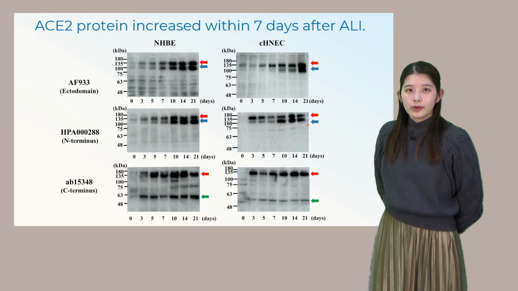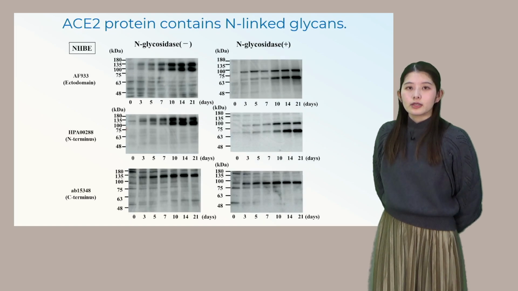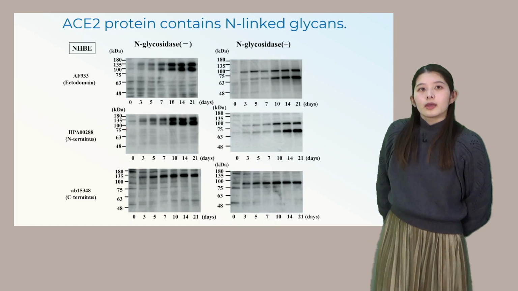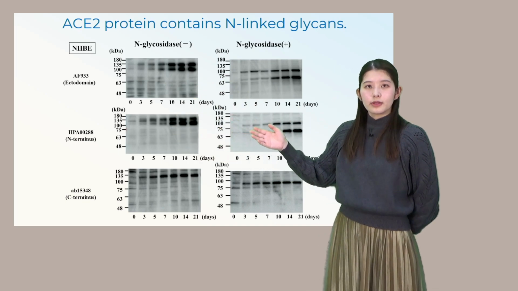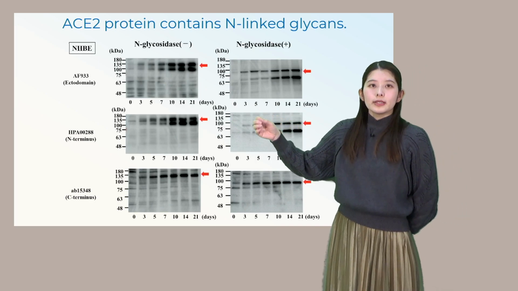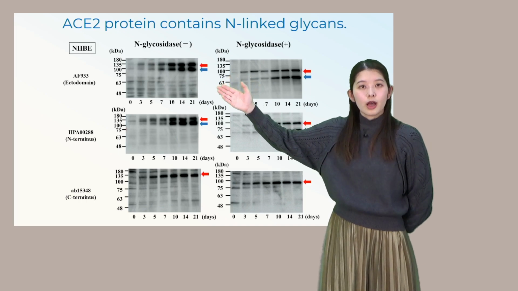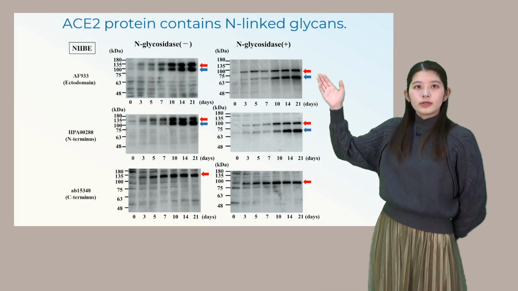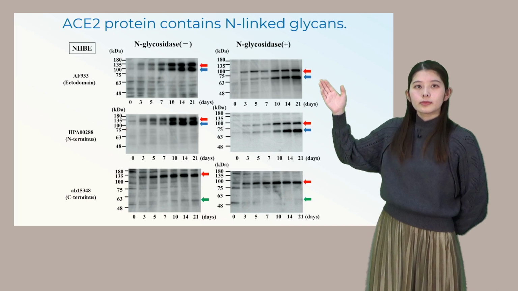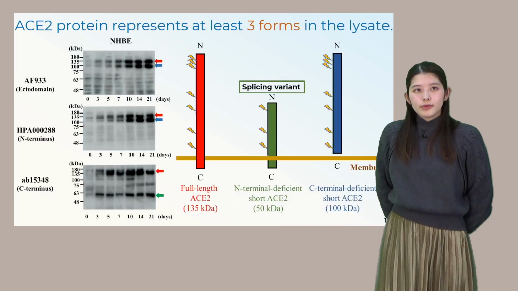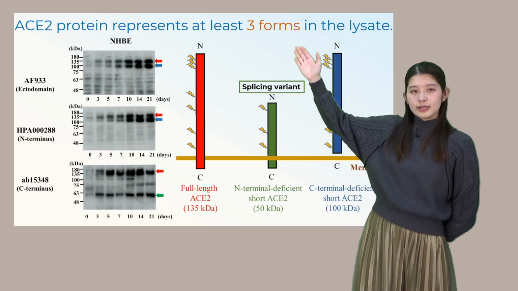And as I said before, ACE2 contains glycosylation sites in its structure, so next I did an N-glycosidase F treatment. The left side is before the treatment, and the right side is after the treatment. The bands detected at 135 and 100 kilodalton before the treatment with N-glycosidase F shifted to 90 kilodalton and 70 kilodalton, respectively.